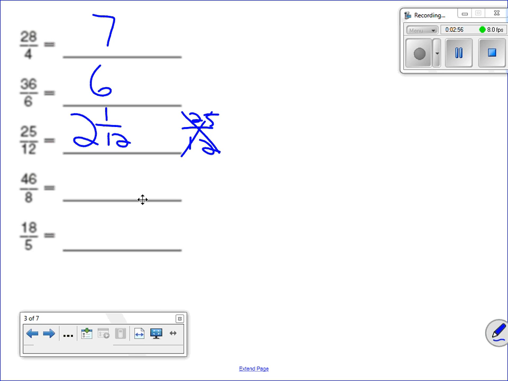How many times can 8 go into 46? Well, I know 8 times 6 is 48, which would be too high. So I'm going to have to go 8 times 5, which would be 40. 8 times 5. What's left over? 46 minus 40 would be 6 eighths. 5 and 6 eighths. Next one, how close can 5 get to 18? 5 times 3 is 15. So I have a big 3. What's left over? 3 fifths. Do you see how it's a 3? Because it's 18 minus 15 is 3.